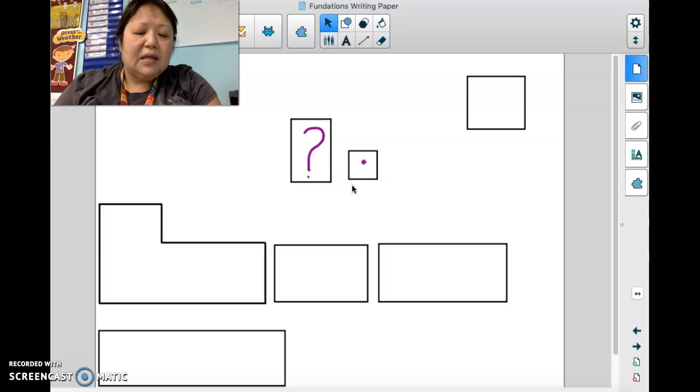So today we practiced a little bit. I wrote some sentences, and then I had your friends tell me which symbol I needed to use at the end of the sentence. So we'll go ahead and do that right now.